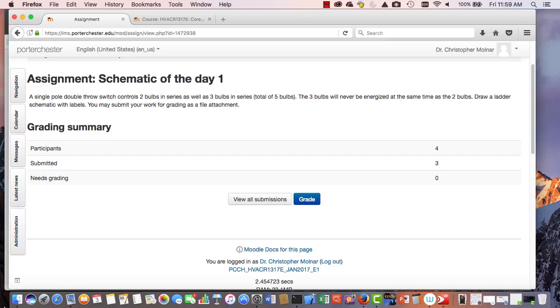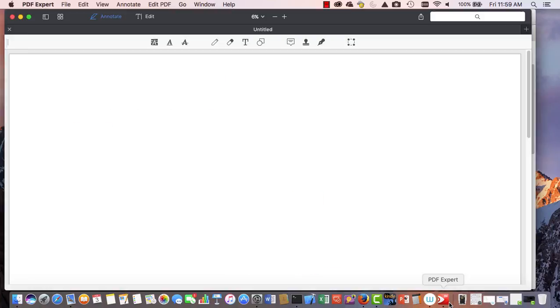Okay, so let's switch over to a blank PDF Expert page. PDF Expert is probably one of the best places to draw schematics. People have it on their iPads, people have it on their phones. I happen to be using the one on my laptop because it just gives me a bigger area to work with and I can record it. But it's the same piece of software.